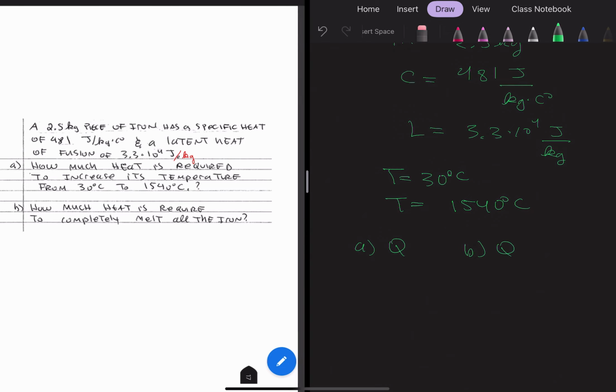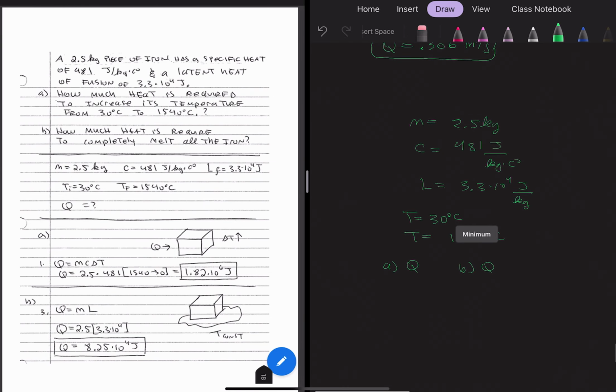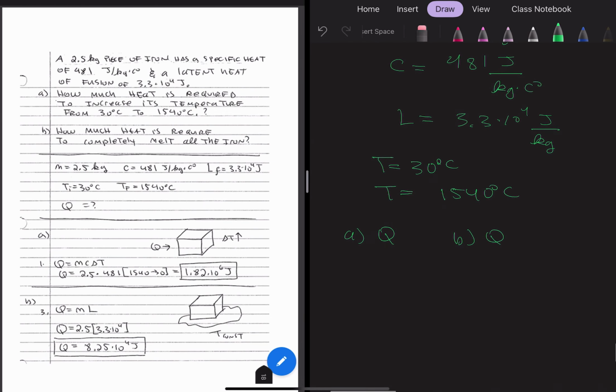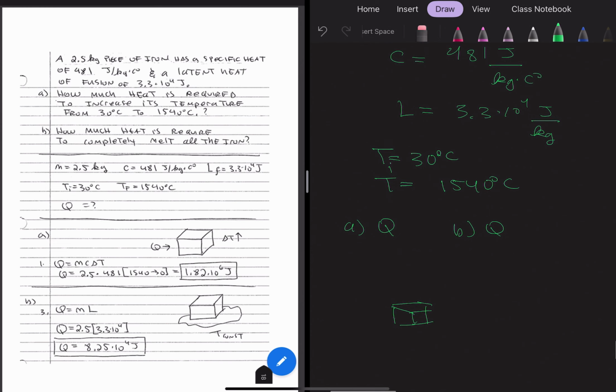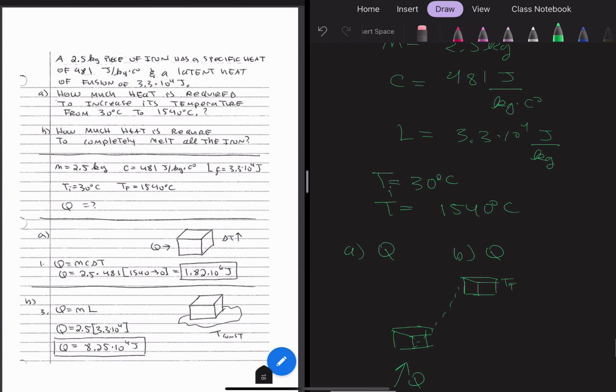So let's see what's happening here. You have a piece of iron, and it's initially at 30 degrees Celsius. So this is going to be the initial temperature of the iron, and then you're going to add some heat to it, Q, and you're going to increase the temperature of the iron to the point where it's about to melt, so right before it melts. And at the temperature where it begins to melt, that's going to be the final temperature, which is going to be 1540. So this is going to be the final temperature of the iron.